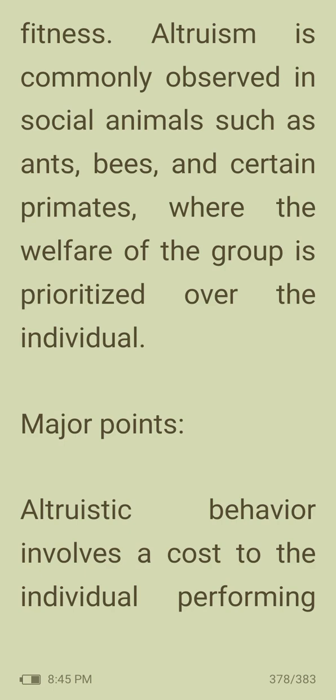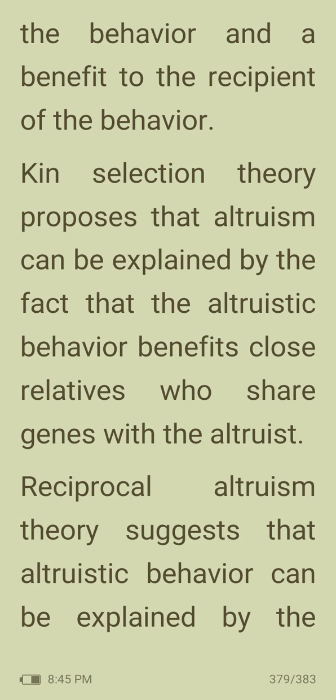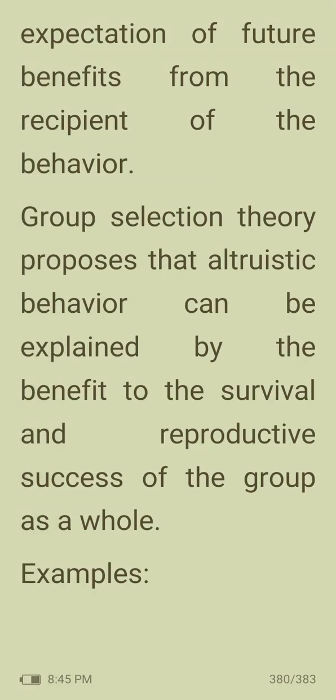Major points include: altruistic behavior involves a cost to the individual performing the behavior and a benefit to the recipient of the behavior. Kin selection theory proposes that altruism can be explained by the fact that the altruistic behavior benefits close relatives who share genes with the altruist. Reciprocal altruism theory suggests that altruistic behavior can be explained by the expectation of future benefits from the recipient of the behavior. Group selection theory proposes that altruistic behavior can be explained by the benefit to the survival and reproductive success of the group as a whole.